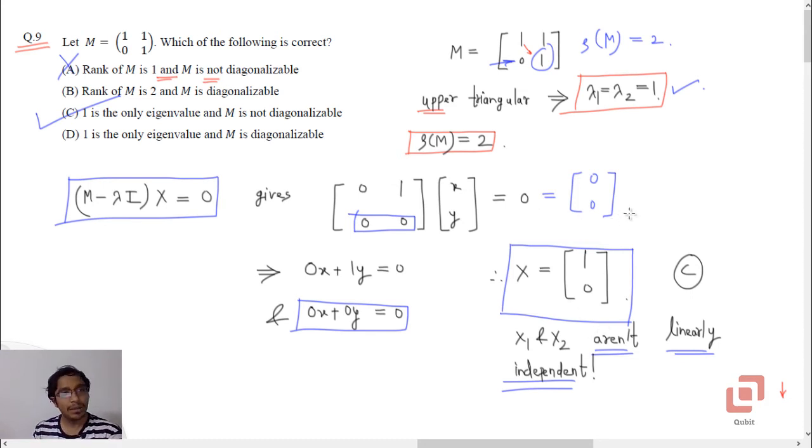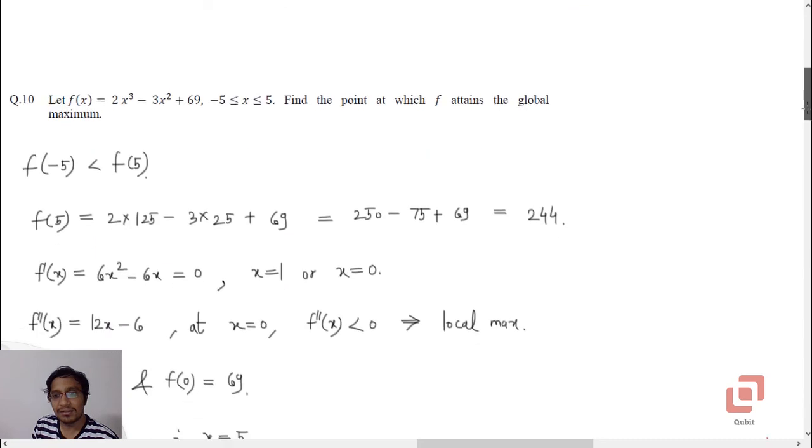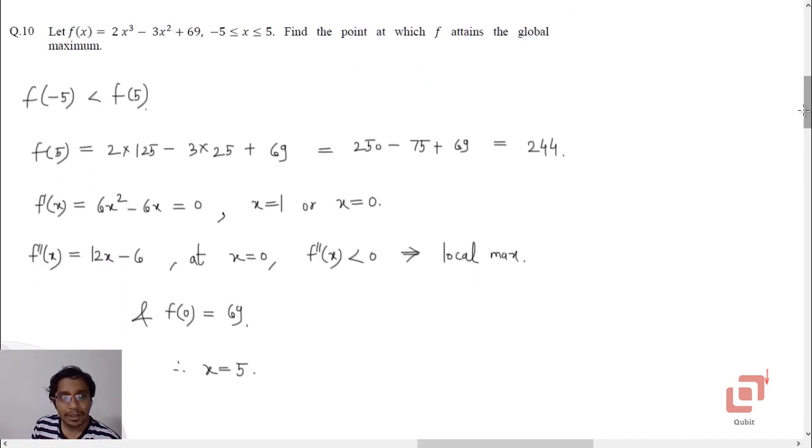Okay, question 9. Next is a question based on differential calculus of single variable functions, and you can actually solve it even if you were a 12th standard student. Let f of x be the polynomial function 2x cubed minus 3x squared plus 69, where the domain of the function is the closed interval minus 5 to 5. Find the point at which f attains the global maximum.